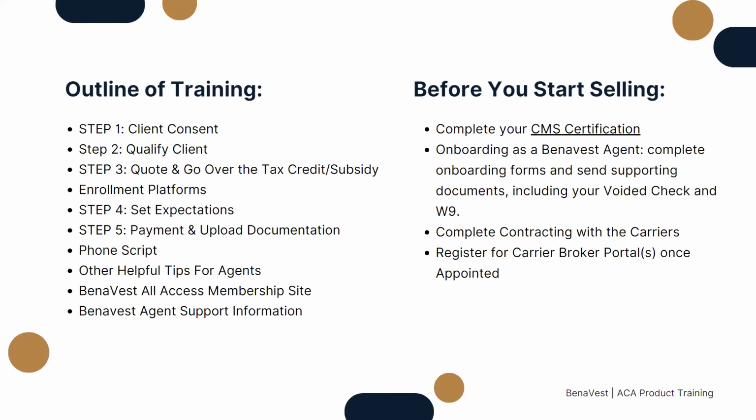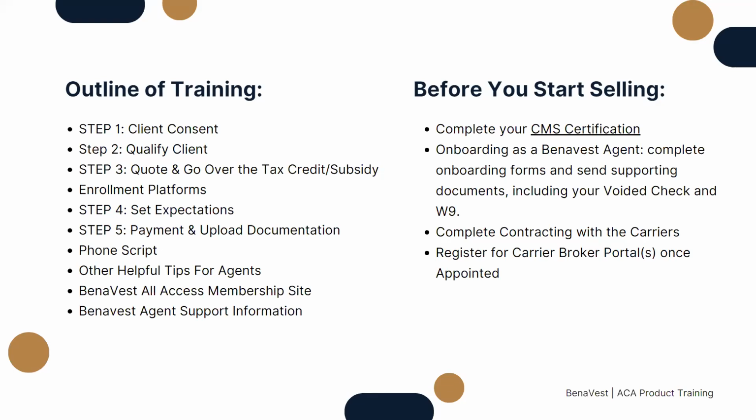Before you start selling, we always want to make sure that you have your CMS certification. If you have it, you can email it over to us and we can file it inside of your agent folder. Make sure you're fully onboarded. You have provided your voided check, your W-9, they both match. That way, when the commissions start coming in around February, March from the carriers, there's no delay on our end because we have your banking information and your tax document.